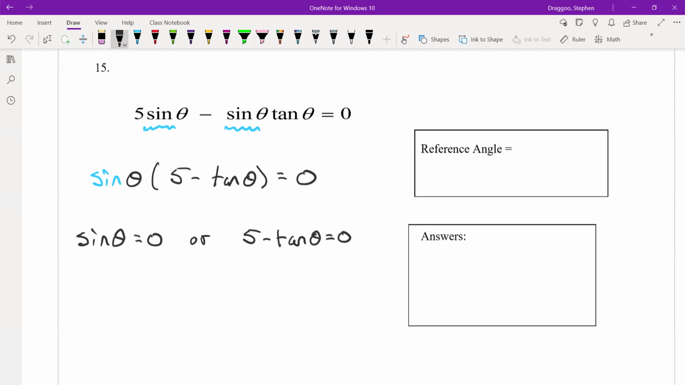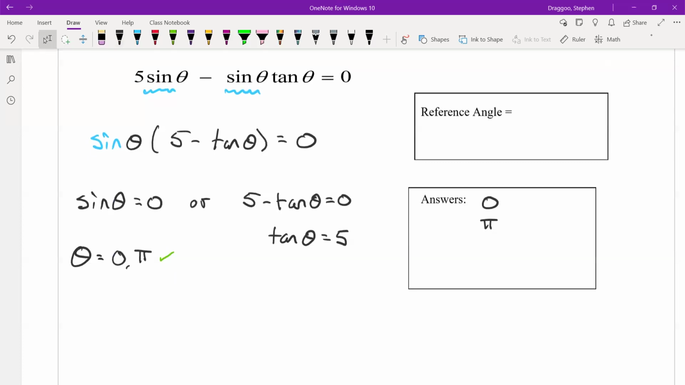From the left side, I get two solutions, 0 and pi. So I'm going to add those two to my answer box, 0 and pi. From the other side, I'll get tangent theta is equal to 5. And I'll need a reference triangle to solve that bit. First part, I only needed the unit circle, so I just used the unit circle. For the second equation, I'll need that reference angle.